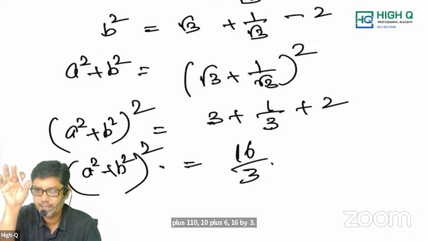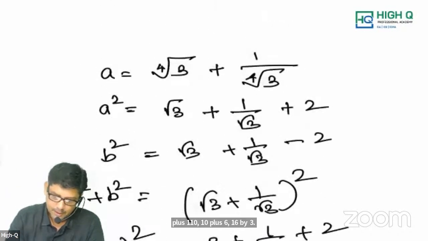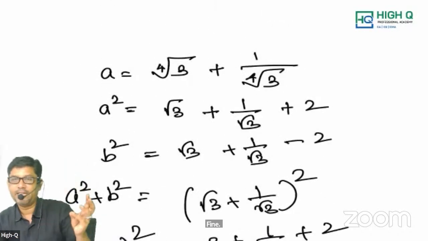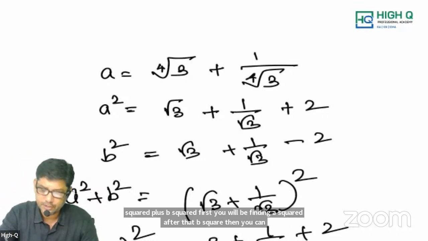Question, there is a mistake in the question. Okay, don't worry. Fine. A square plus b square. First you will be finding a square, after that b square, then you can go for it. I wanted to explain this question, that's it.